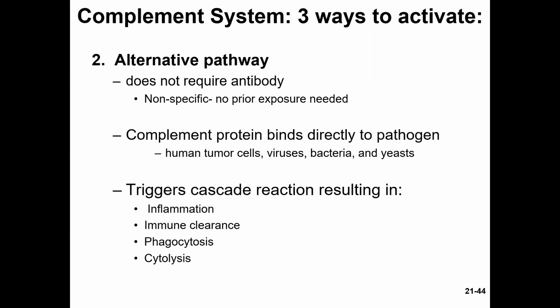The alternative pathway does not require an antibody. This is non-specific and no prior exposure is needed. The complement protein binds directly to the pathogen. This happens in human tumor cells, viruses, bacteria, and yeast. It triggers the cascade reaction resulting in inflammation, immune clearance, and phagocytosis and cytolysis.